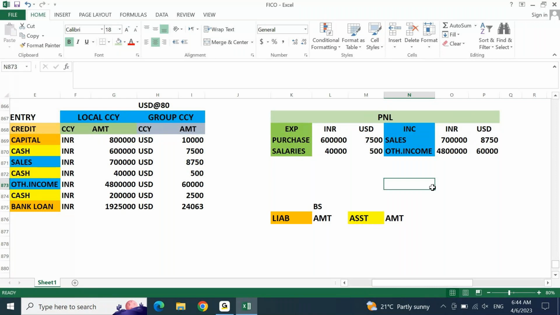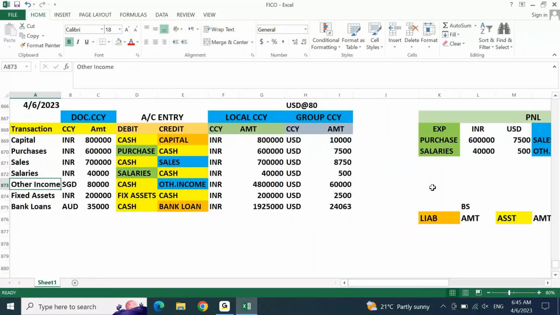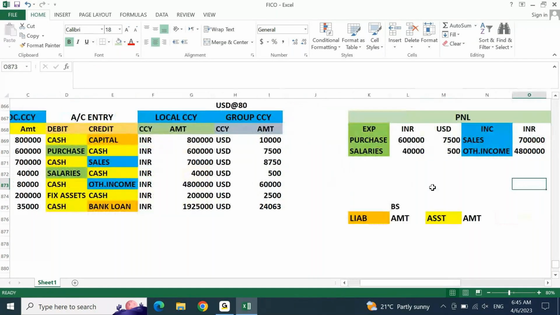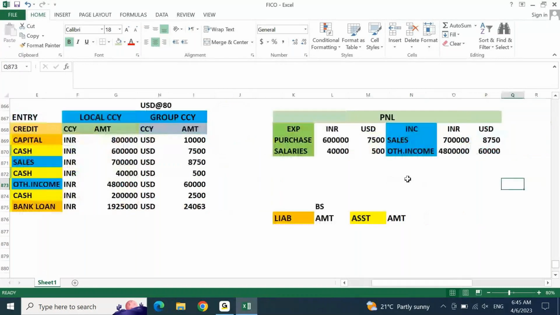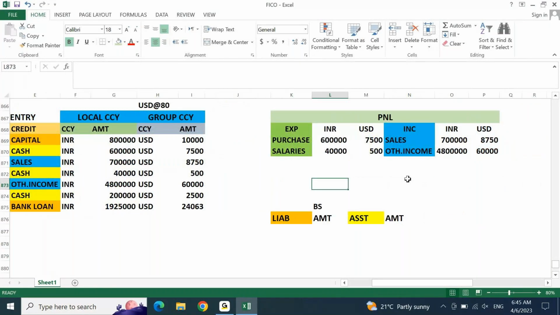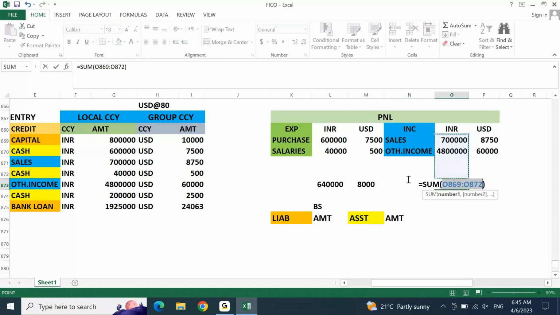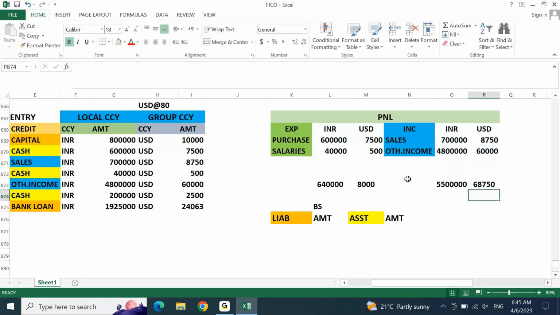Whatever the entries we have made, we have highlighted expenses, we have highlighted incomes. We are simply taking all expenses, all incomes in both currencies, INR figures and dollar figures. Now let us identify whether we are making profit or loss, for which we have to do a total of two sides, total debit and total credit. Which side is more? Income is more. You'll get profit.